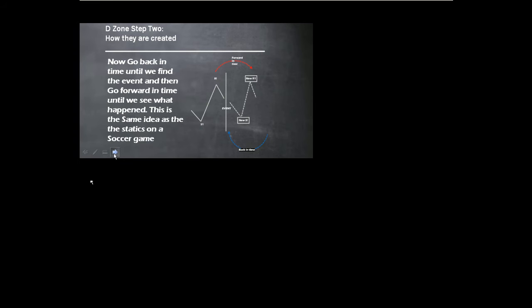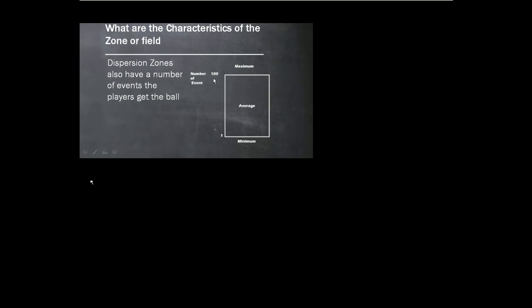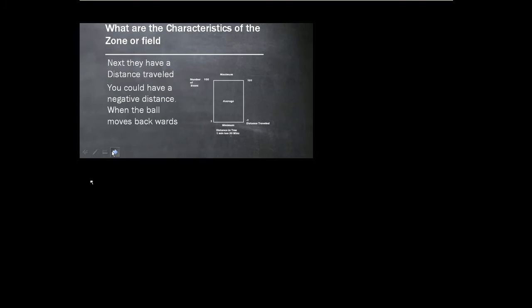Okay. Now, dispersion zones are made up of a max, average, minimum. Dispersion zones also have a number of events, 1 to 100. They also have a time, the distance in time, maybe 1 minute to 30 minutes, you have the ball. And a distance traveled, you could have been sacked, or in soccer, I guess you can't get sacked, but you can lose ground. Now, up to 101 ticks or pips.